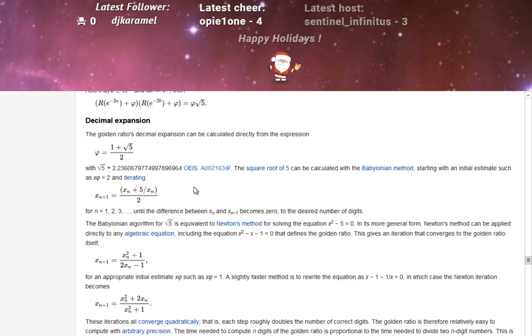Newton's method can be applied directly to an algebraic equation, including the equation x squared minus x minus 1 equals 0 that defines the golden ratio. Yeah, I know about that. However, this gives an iteration that converges to the golden ratio itself. X squared n plus 1 over 2xn minus 1.